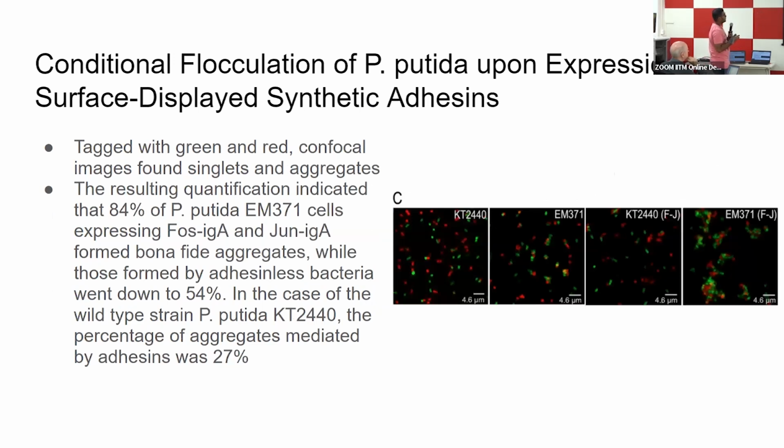And conditional flocculation, so they again checked the flocculation of these particles. So they added green and red sensors like GFP and mCherry for green fluorescence and red fluorescence to both the strains. And then the results were checked. So it was found that 84% of the modified strain showed they got aggregated, while only 27% of the parental strain was aggregated.